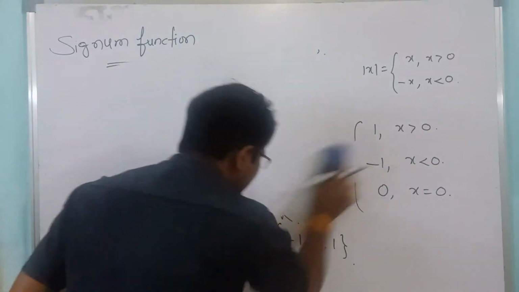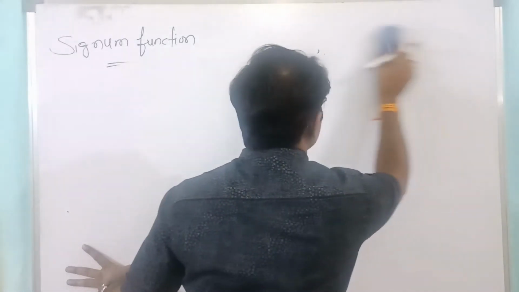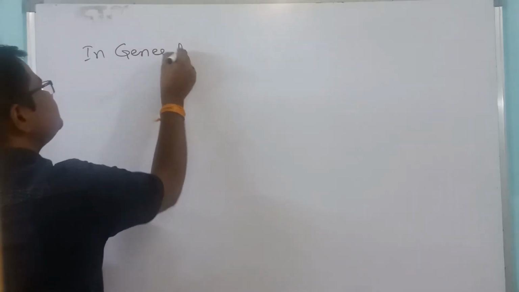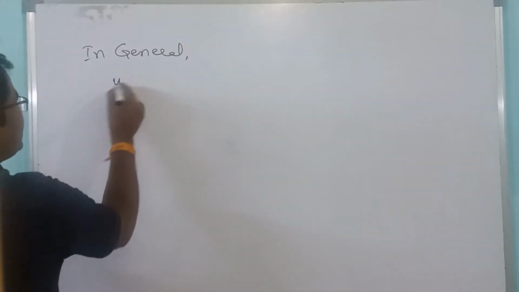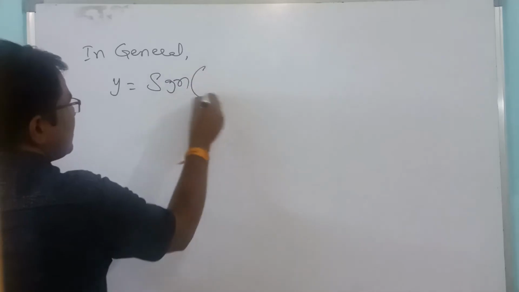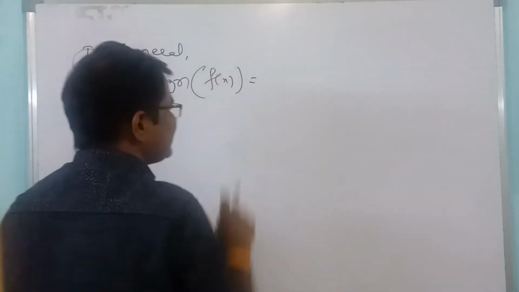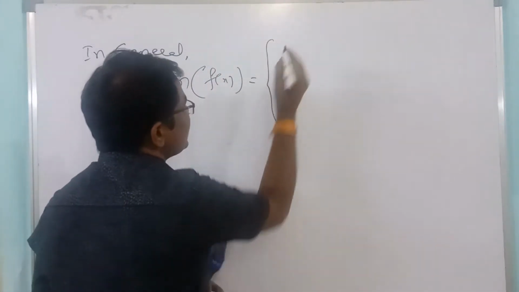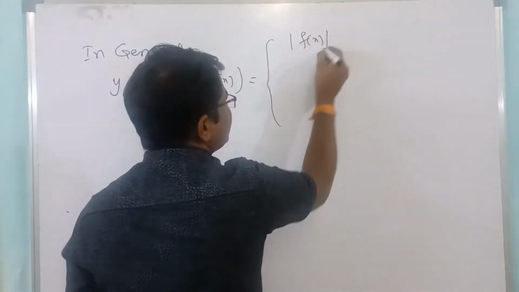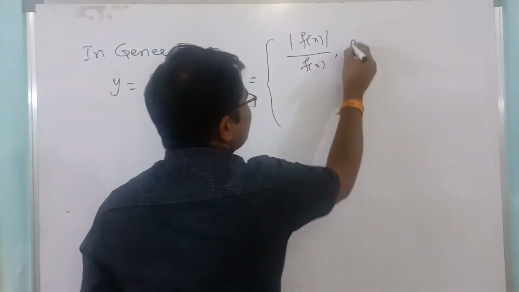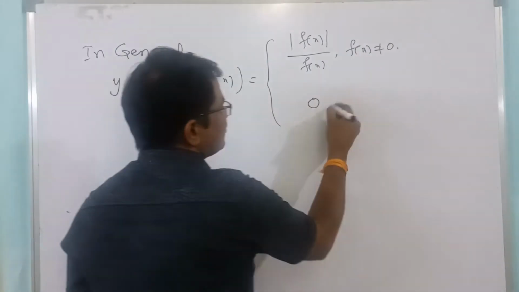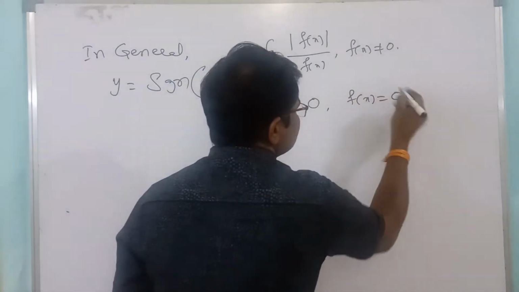Generally, how do we write the signum function? In general, you can write it like this: y equal to signum of f of x, meaning in place of x, you take f of x. That is equal to modulus of f of x by f of x for f of x not equal to 0, and 0 for f of x equal to 0.